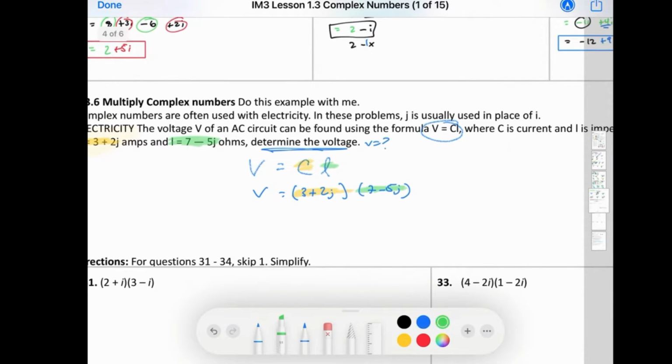Then it tells me another piece that I need: J is usually used in place of I. So I'm not going to use the I anymore. The J, what am I going to write? We're going to write an I. That's it. V equals, well, we have to do some math, but we kind of navigated the word problem portion.